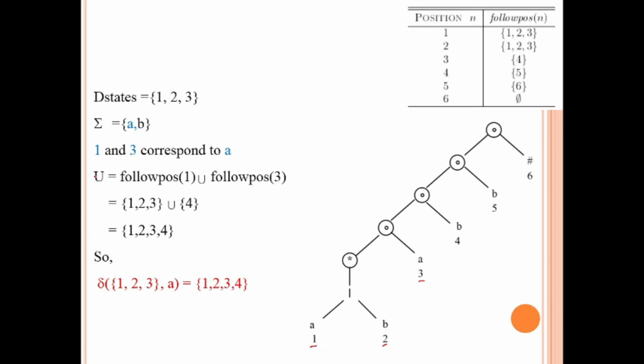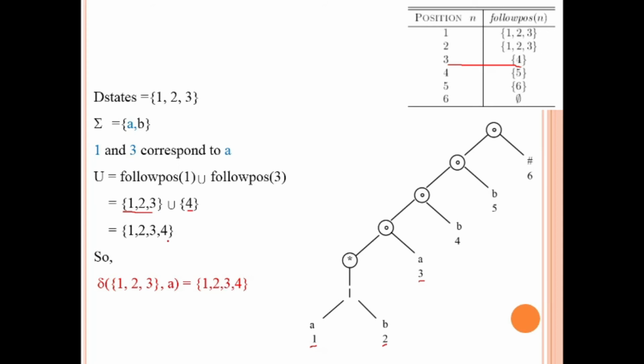As per the algorithm, Q is equal to follow position of 1 union follow position of 3. Where do you pick up follow position? Here is the table. Follow position of 1 is equal to 1 2 3. So we'll write 1 2 3 union follow position of 3. Follow position of 3 is equal to 4. Taking the union of these, we get 1 2 3 4. So this is the transition we are getting: delta of 1 2 3 comma A is equal to 1 2 3 4.